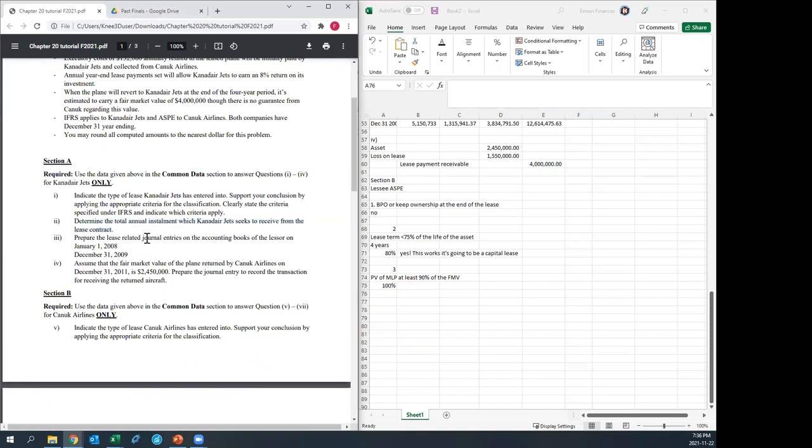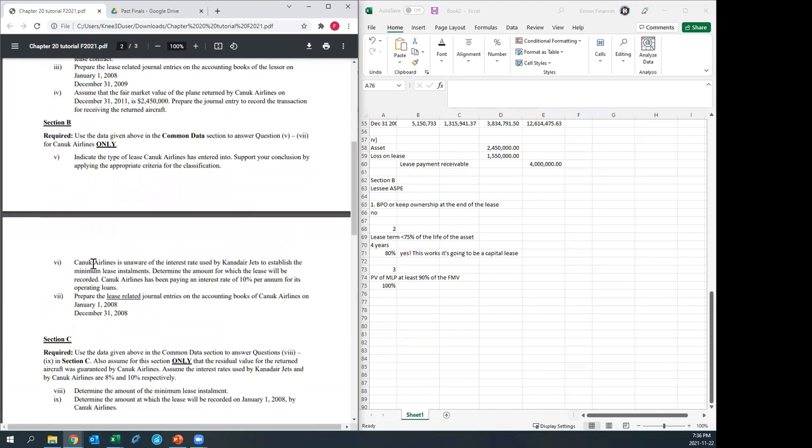Determine the total annual installment which Canadair Jets, wrong section. Canuck Airlines is unaware of the interest rate used by Canadair Jets to establish the minimum lease installments. Determine the amount for which the lease will be recorded. Canuck Airlines has been paying an interest rate of 10% per annum for its operating loans. So since they don't know the rate of the lessor, they're going to use their own rate.